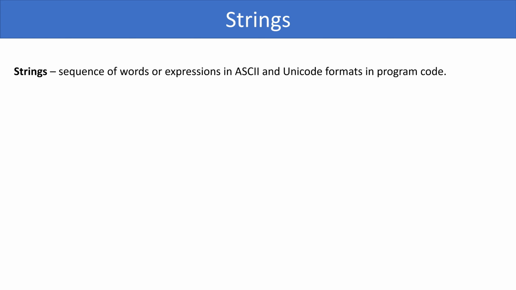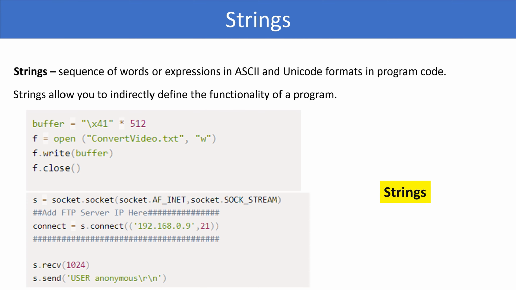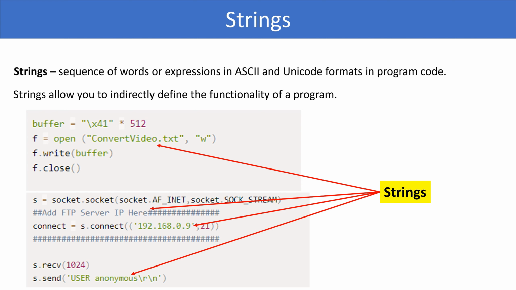The next analyzed artifact is strings. Strings represent words or entire phrases in ASCII and Unicode encodings. Through them, you can to some extent determine what a program does. To better understand, let's consider a simple example. You are presented with a code fragment.